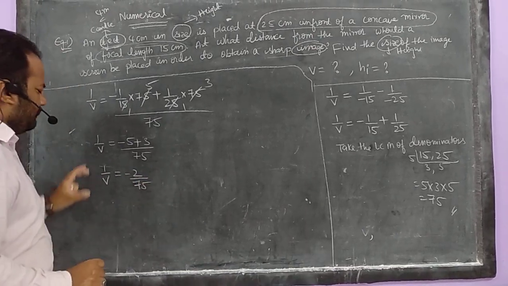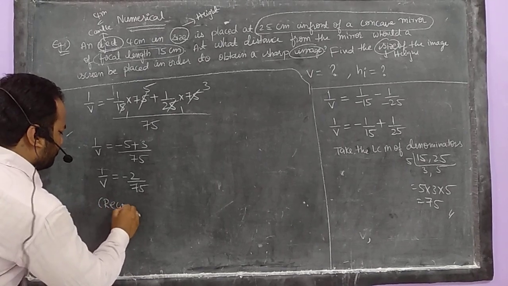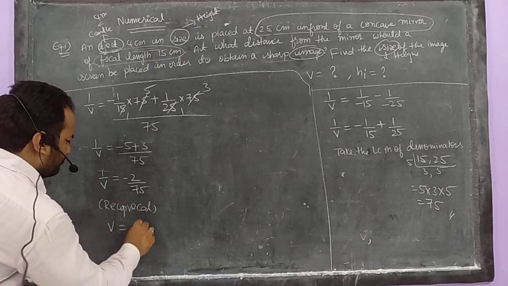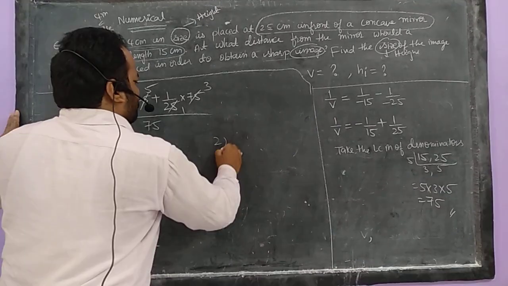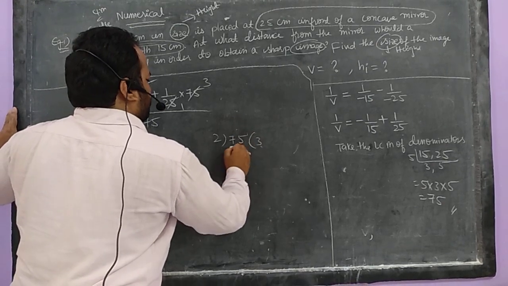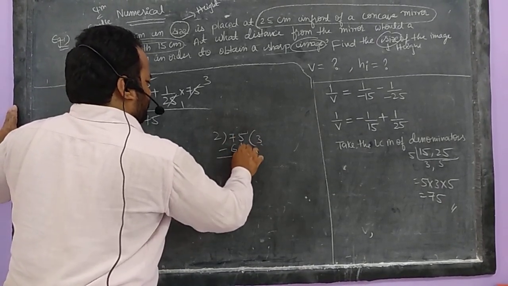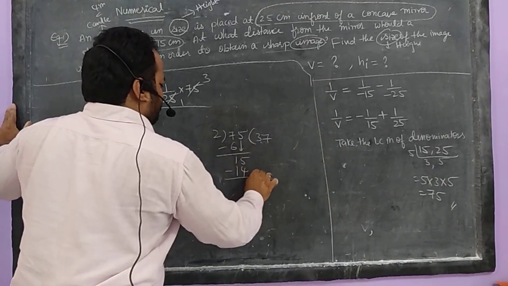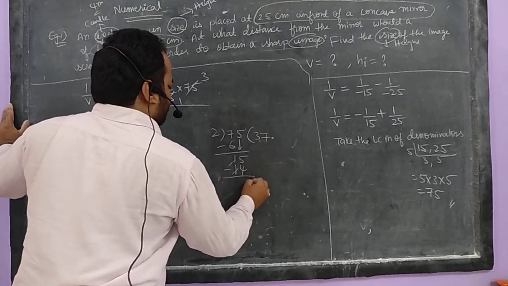But we don't want 1 by v, we want v. So take reciprocal. If you take reciprocal, what happens? You can write v by 1, means v. v is equal to 75 divided by minus 2. Come on, divide this. 2 divided 75. 2 threes are 6. 7 minus 6 is 1, 5. 2 sevens are 14. 5 minus 4 is 1. 1 1 0. Write your point. You can take 0 here.